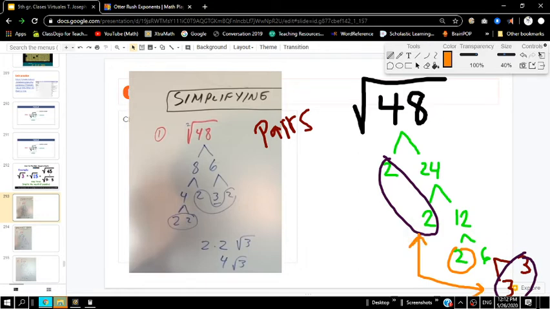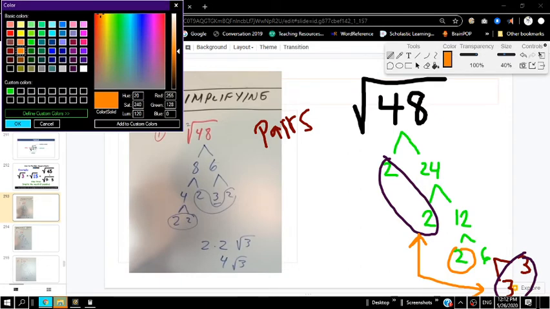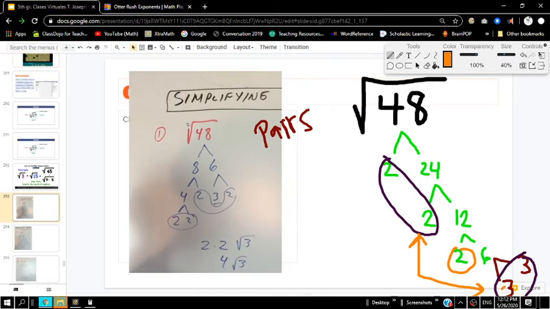Oh, sorry, I did that wrong. This is actually a 2. So our pairs are actually 2 and 2. Sorry about that. Okay, so we have 2 times 3. Our pair is actually right here.